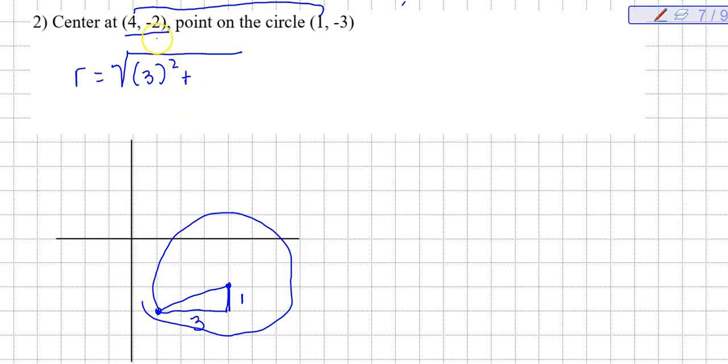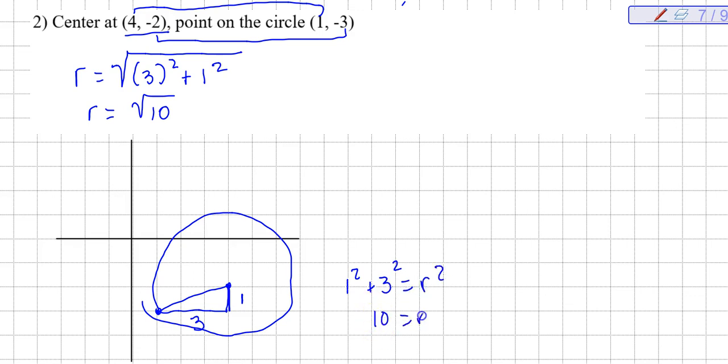And then plus, what's the distance between -2 and -3? Positive distance, 1. Right? Isn't that what would happen if we were using the Pythagorean theorem down here? 1 squared plus 3 squared equals r squared. So my radius is equal to the square root of 10. And down here, if I do that math, I would do 1 squared plus 3 squared equals r squared. So 10 equals r squared. So r equals the square root of 10.